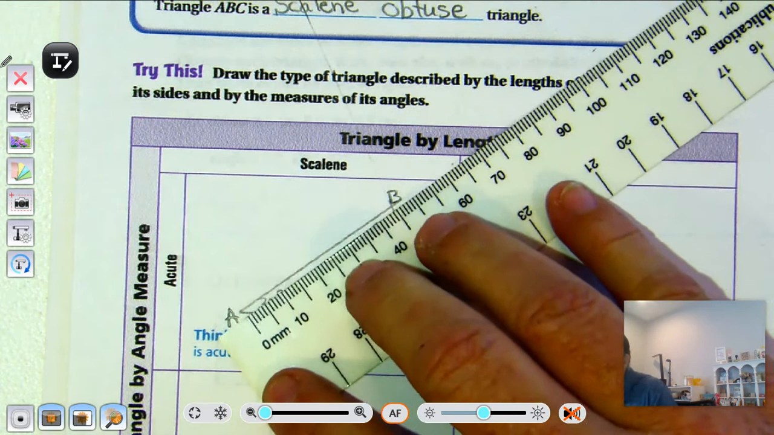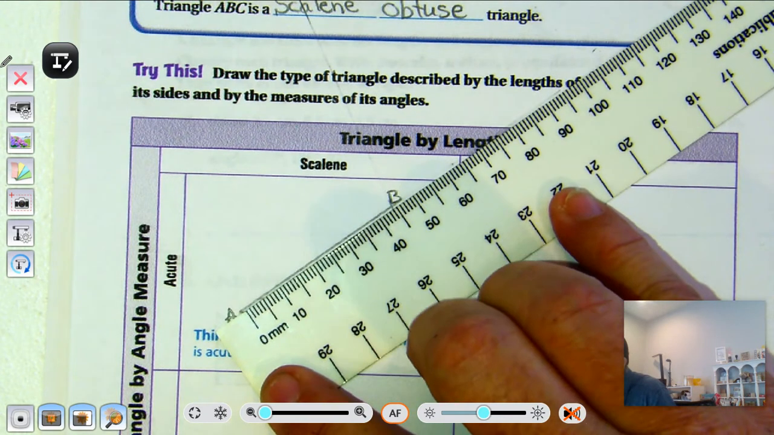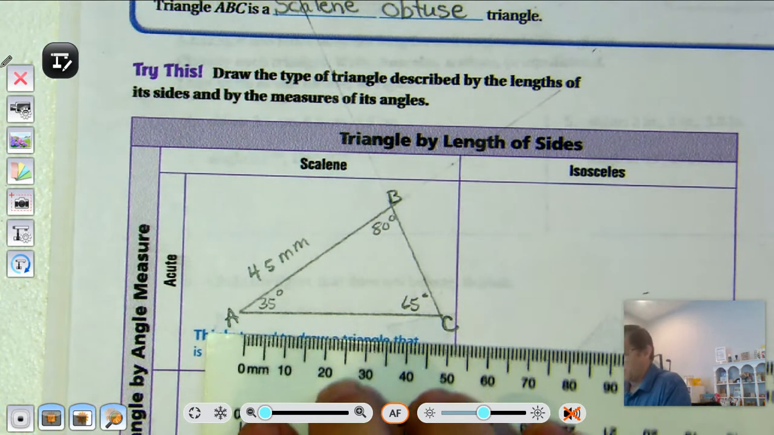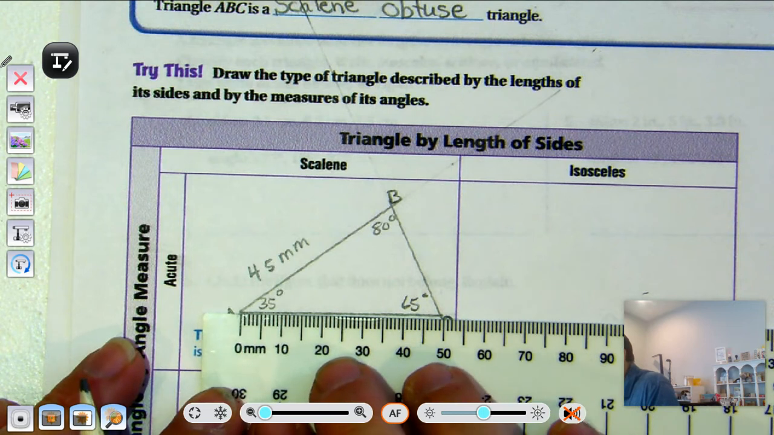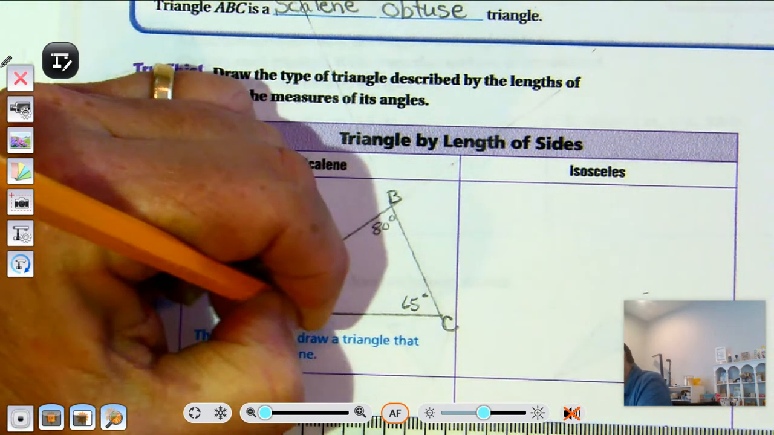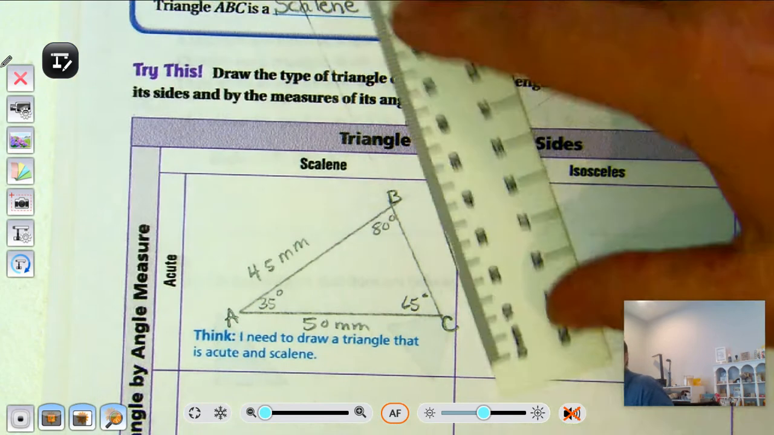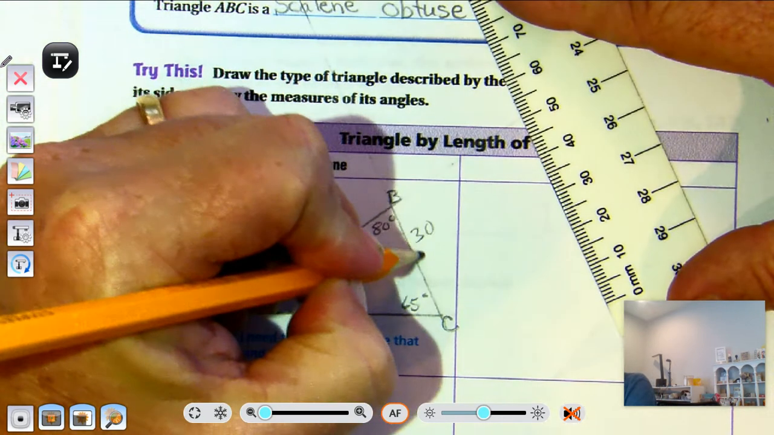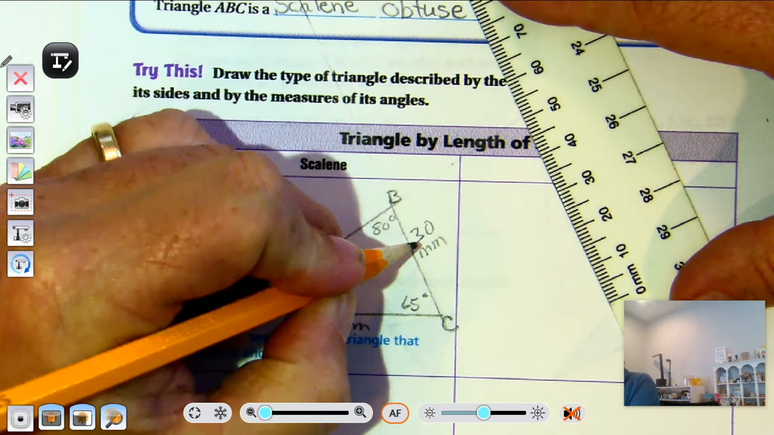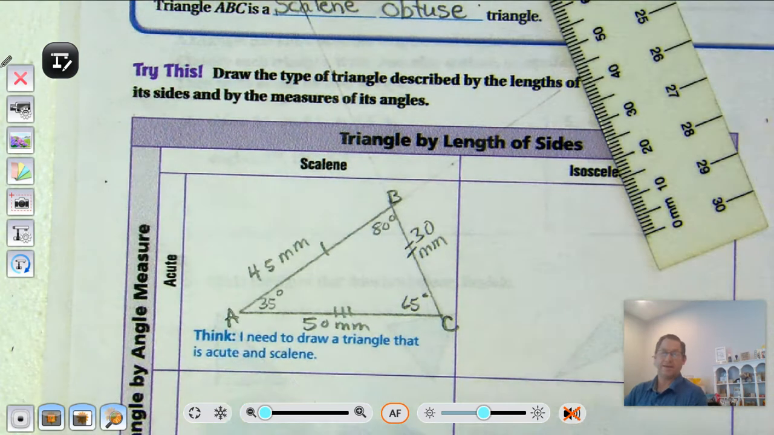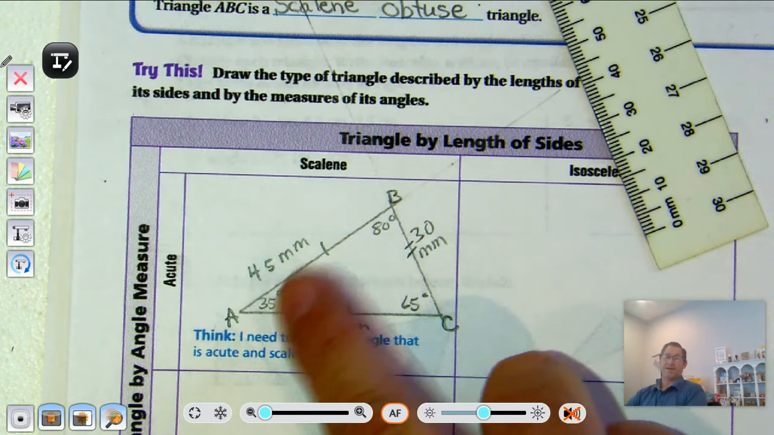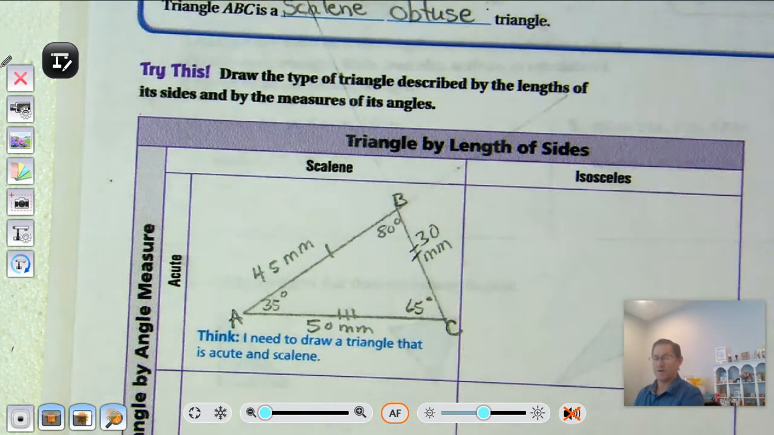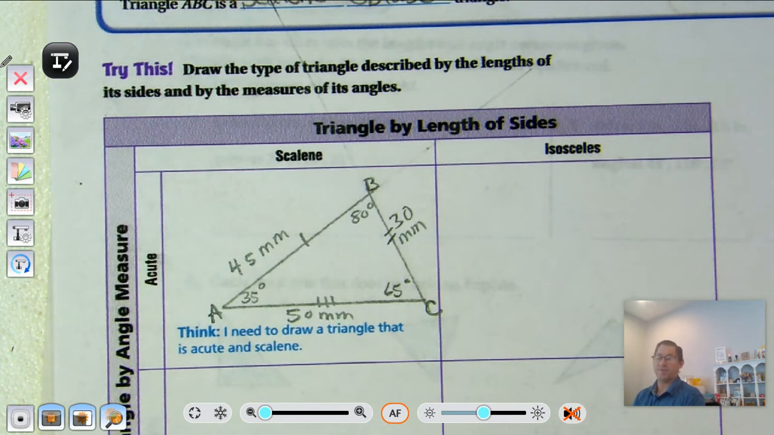Okay, so the length of AB is 45 millimeters. The measurement of line AC is 50 millimeters. And the measure of line BC is 30 millimeters. So none of the sides are equal and none of the angles are greater than 90. So we have a scalene acute triangle. All right, in our next one, we're going to draw an isosceles acute triangle.